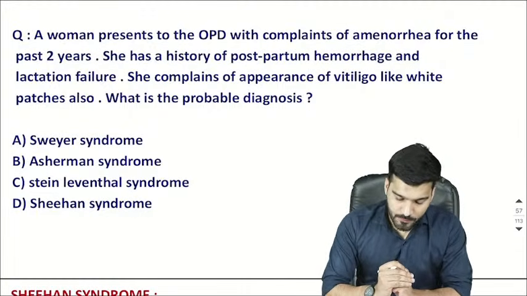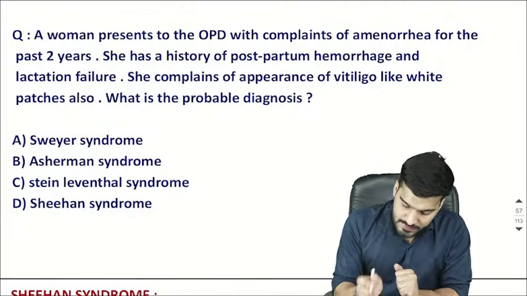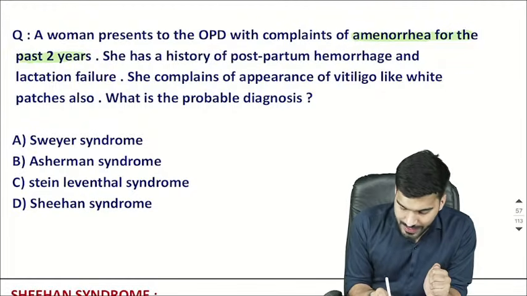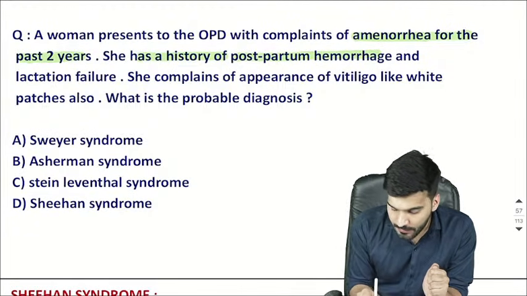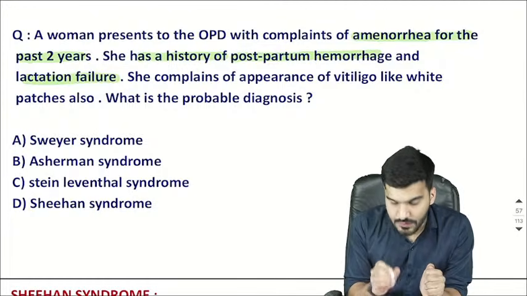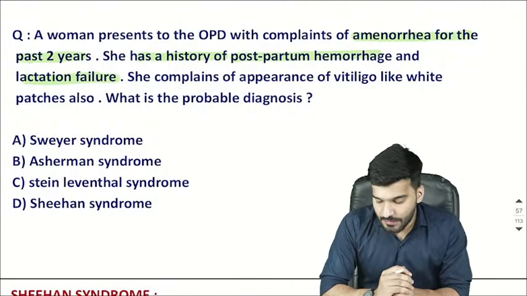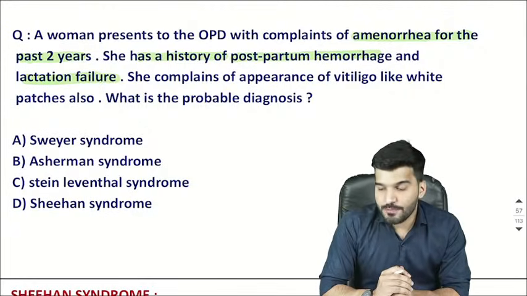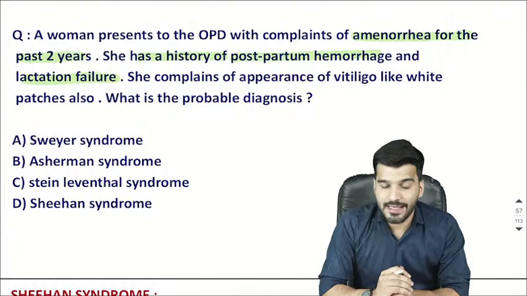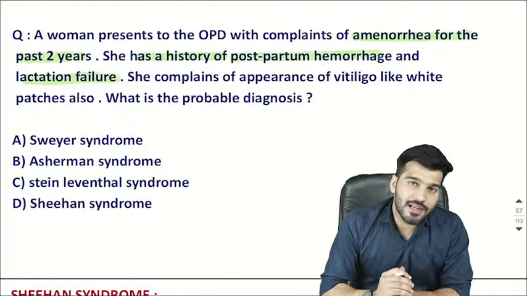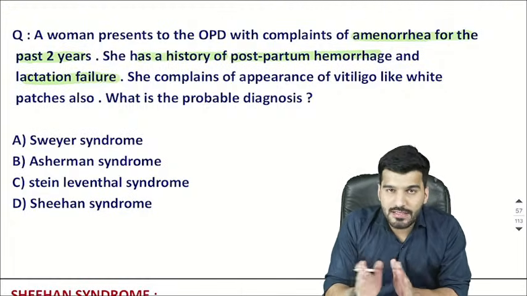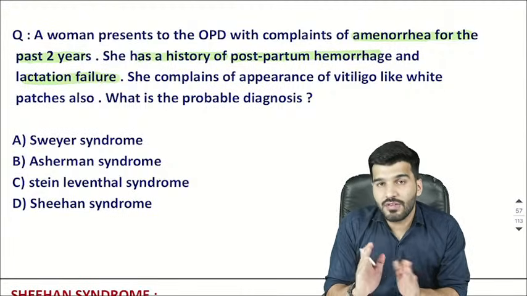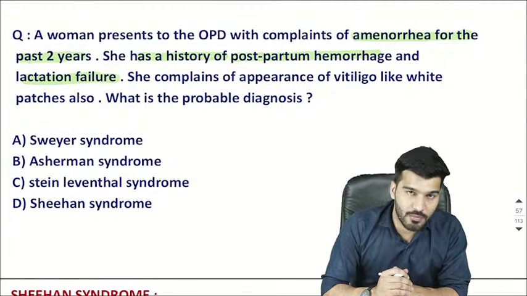A woman presents to the OPD with the complaints of amenorrhea for the past 2 years. She has a history of postpartum hemorrhage and a lactation failure. So 2 hints are there. A lady is coming to you with the complaints of amenorrhea, and she had a history of postpartum hemorrhage, right? So it's a case of secondary amenorrhea. What is secondary amenorrhea? When a patient is not bleeding for 3 months or 3 cycles, we call it secondary amenorrhea, right?